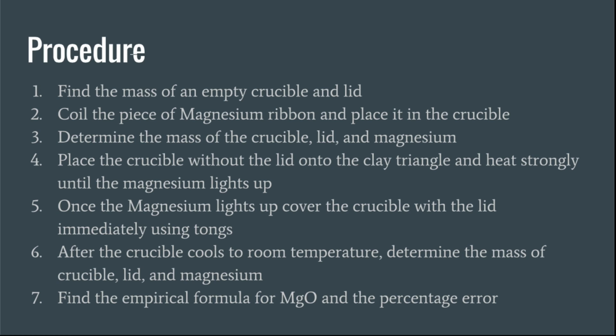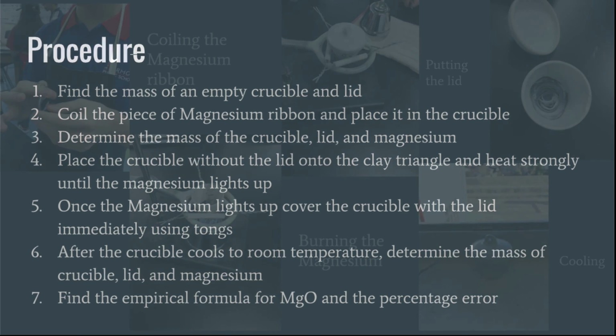Once the magnesium lights up, cover the crucible with the lid immediately using tongs. After the crucible cools down to room temperature, determine the mass of the crucible, lid, and magnesium. Find the empirical formula for MgO and the percentage error.